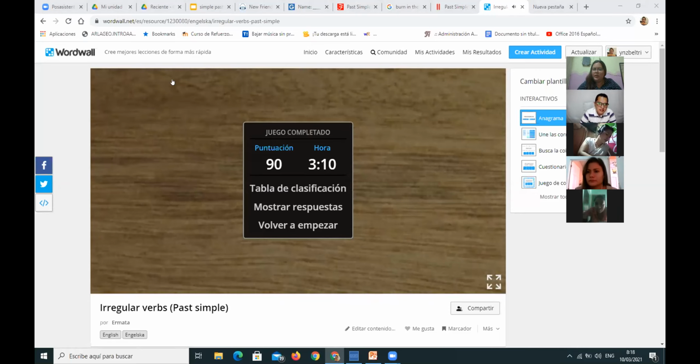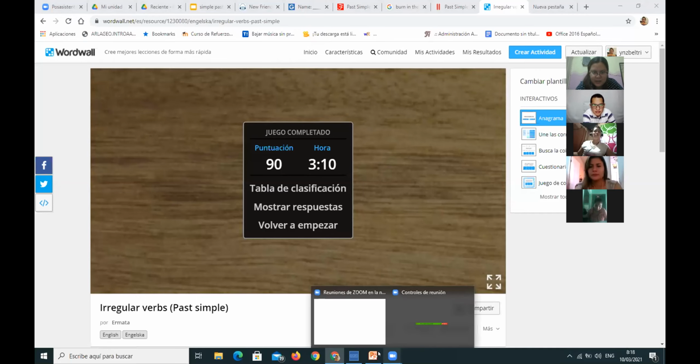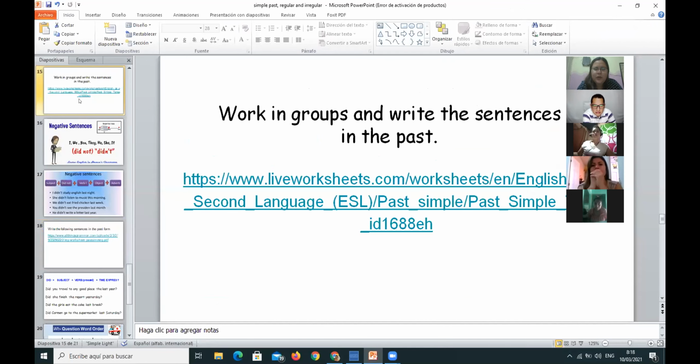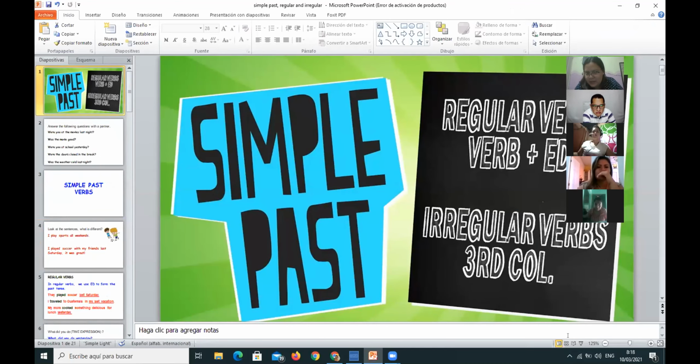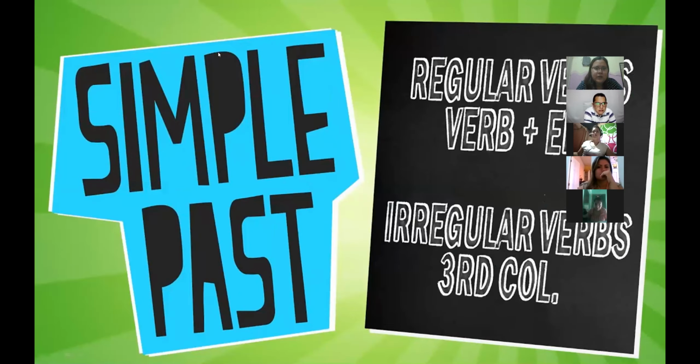Okay, good job, guys. So we practiced irregular verbs, right? Irregular verbs in the past. As you can see, the spelling is completely different. That's why they are called irregular verbs in the past. So we are going to have a full review of simple past over here. And let's get started, okay? Let's start with what I have for you today.